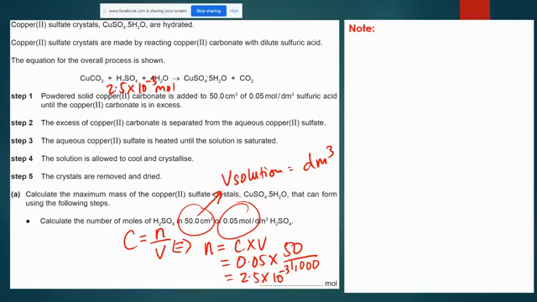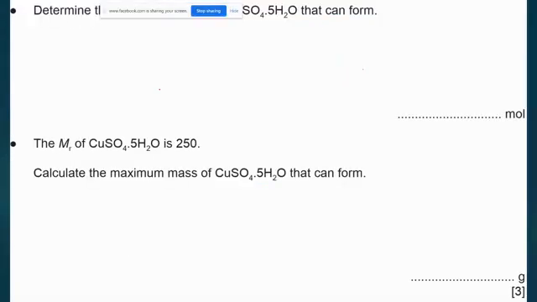The ratio of reaction coefficient is 1 over 1. So they have the same reaction coefficient in this case. 1 divided by 1 times mole of sulfuric acid. So the answer is 2.5 times 10 to the power of minus 3 mole. In this case, they have the same number of moles because they have the same reaction coefficient. Okay, next.